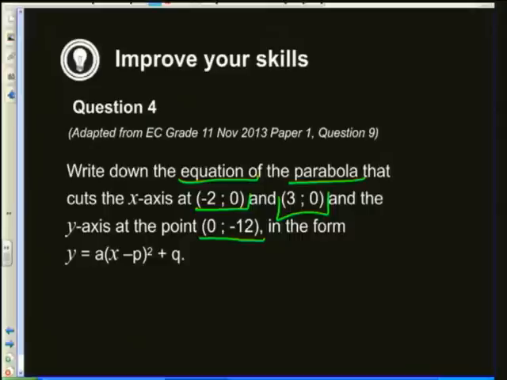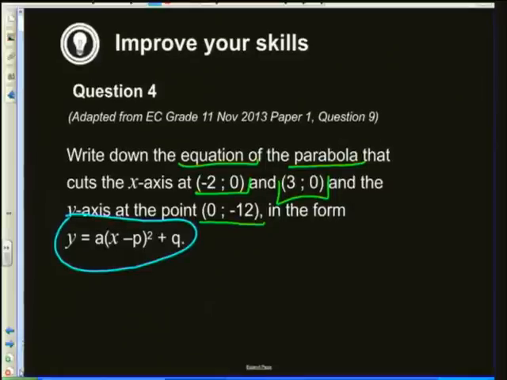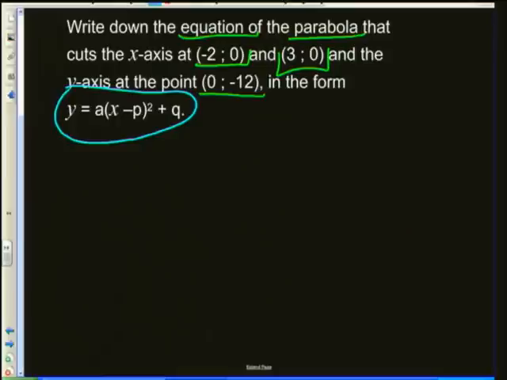Now, this is very important. Okay, so what should be happening in your head is that you should be thinking completing the square. I hope that's what's happening. Okay, because you need to be able to complete the square in order to write a quadratic equation in that form. Right, so we are given the 2 x-intercepts, and you should also be familiar with this format of a quadratic formula.